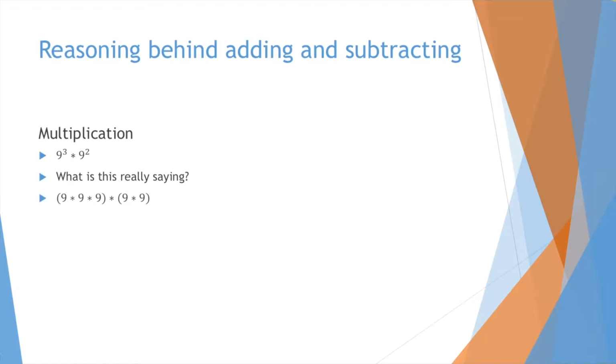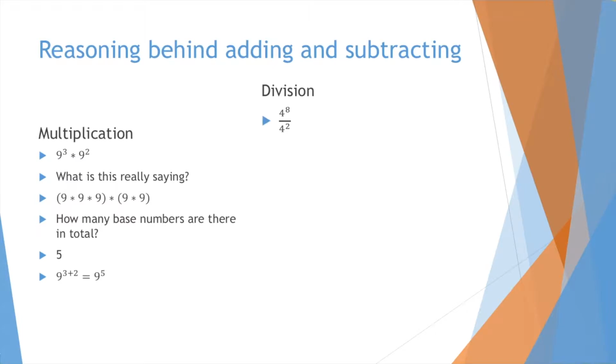It's saying that we have 9 times 9 times 9 being multiplied by 9 times 9. Well, stop right there. How many do we have altogether? There's a total of 5 9s there. We know that we can rewrite any multiplication expression of the same base as an exponential expression, 9 to the 5th. So I can actually see that 9 to the third plus 2 is the same thing as saying 9 to the 5th.